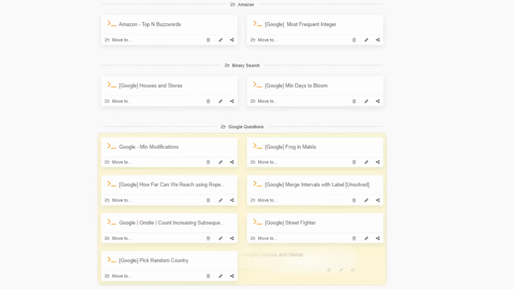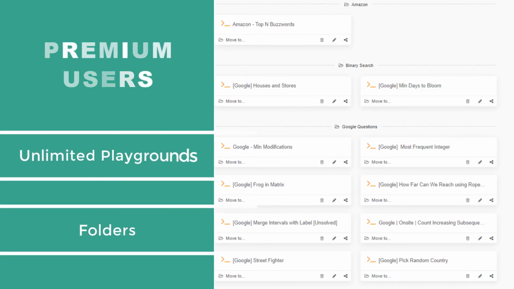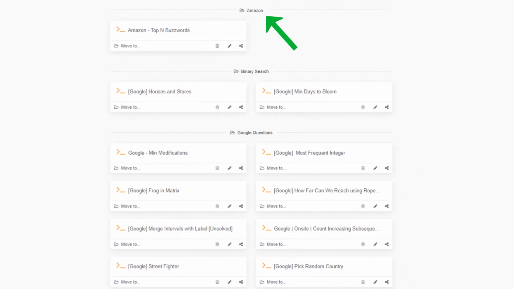Even without premium, you still have access to this feature, but with it, you have unlimited playgrounds. If you don't have premium, the max would be 10. Also, if you have premium, you can sort playgrounds by specific folders. So as you can see, I have different folders created for Google, Amazon, and I can add my playgrounds into those folders, which is really just for organization.